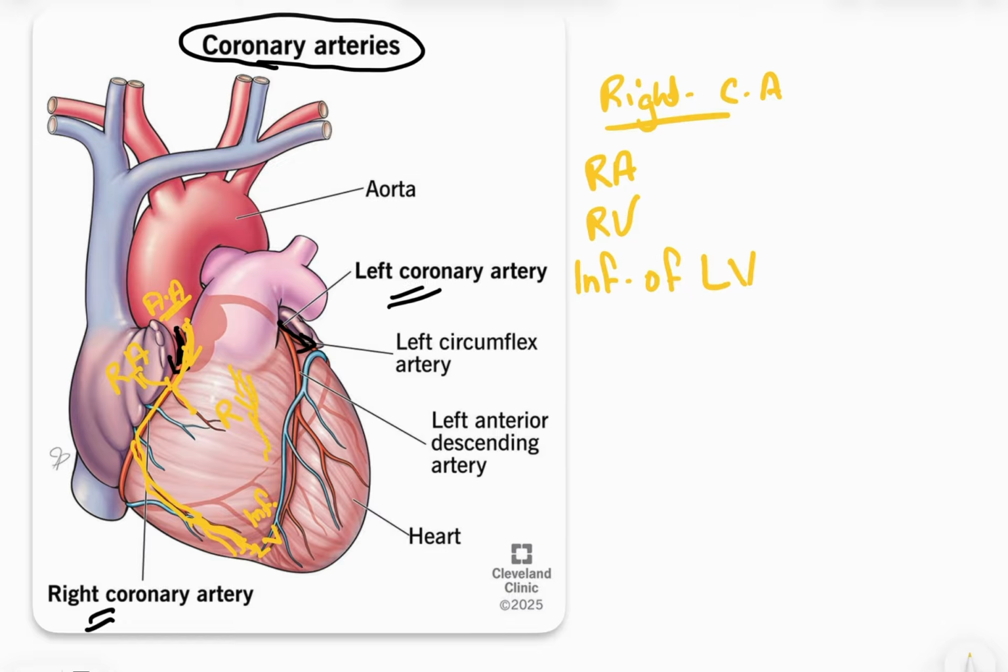The septum is blue in color. Here is the septum between the atria, the atrial septum, and between the ventricles, this is the ventricular septum. So this artery also supplies the posterior wall of the septum, the posterior septal walls.